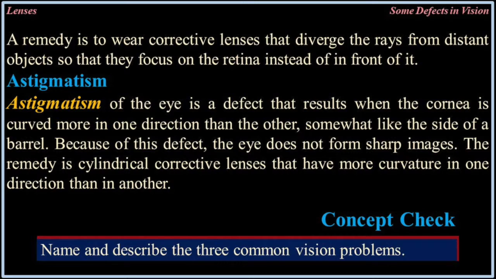Astigmatism. Astigmatism of the eye is a defect that results when the cornea is curved more in one direction than the other, somewhat like the side of a barrel. Because of the defect, the eye does not form sharp images. The remedy is cylindrical corrective lenses that have more curvature in one direction than the other.